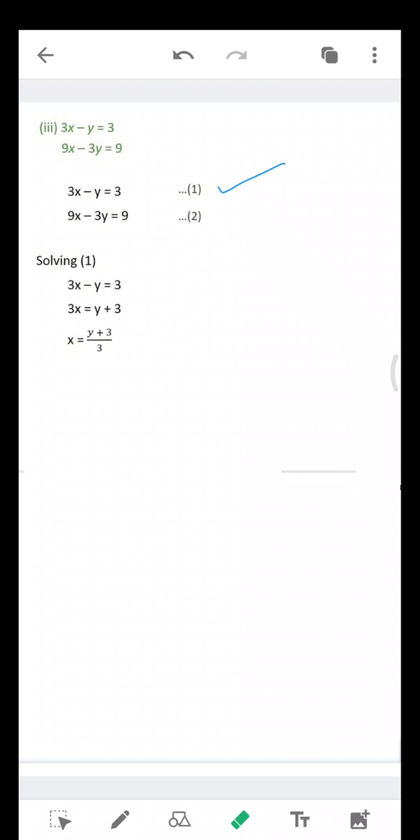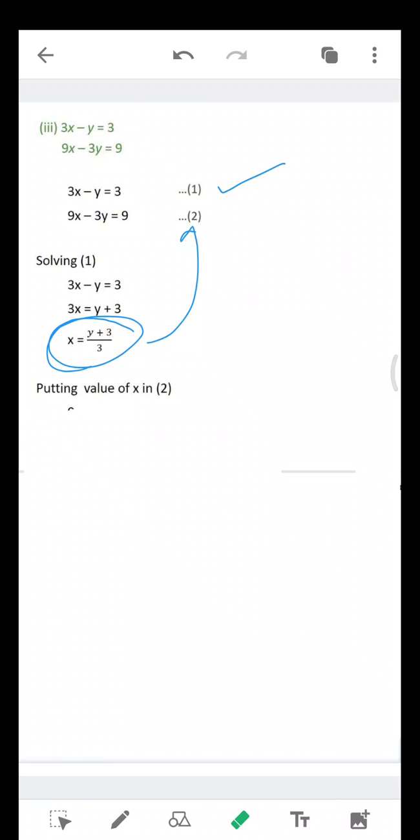You may get the x value in fractional form also. Okay, nothing happens. Where I have taken this x value from equation 1, I got x is equal to y plus 3 by 3. Where should I substitute this? We should substitute in equation 2 because I am taking from 1. If you take from equation 1, you should substitute in 2. Again, remember it. Substituting this value in equation 2.